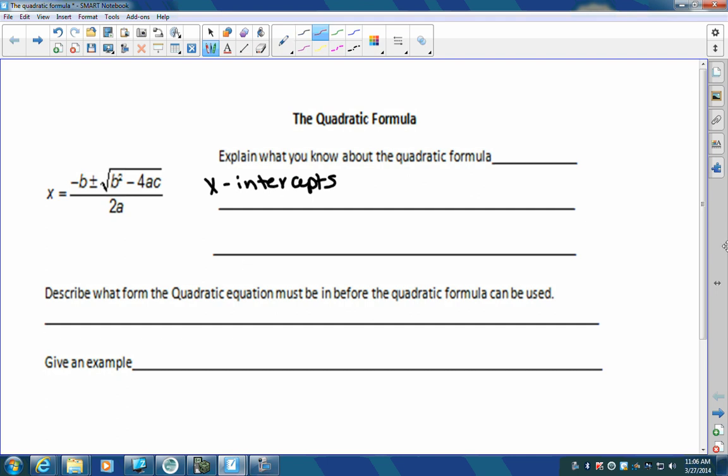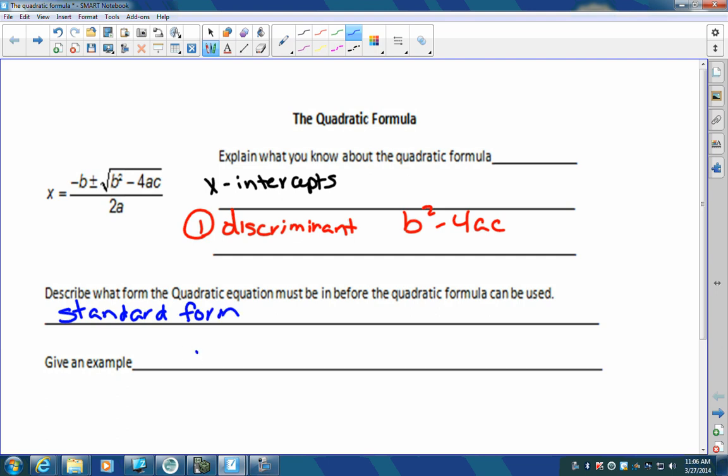Now, when you're trying to solve it, you first need to find the discriminant. What is the discriminant? Underneath the square root sign, which is b squared minus 4ac. You have to find that first. But before you can do any of that, describe what form the quadratic equation must be in before you can use the quadratic formula. It has to be in standard form. And standard form is ax squared plus bx plus c equals 0. All right, so the main thing we need to do is have practice on solving the quadratic equations.